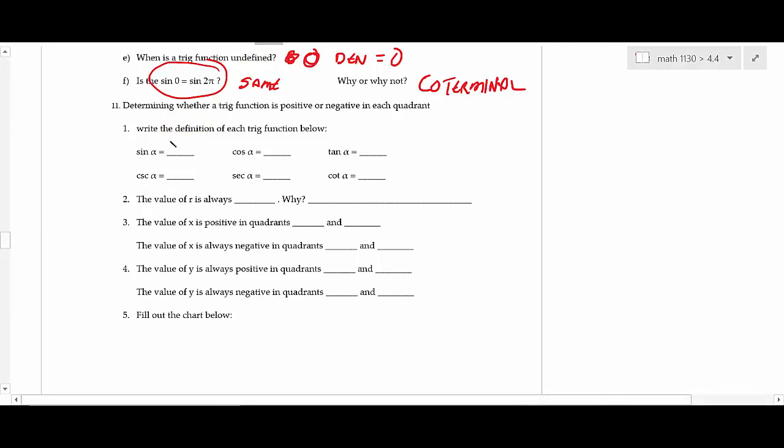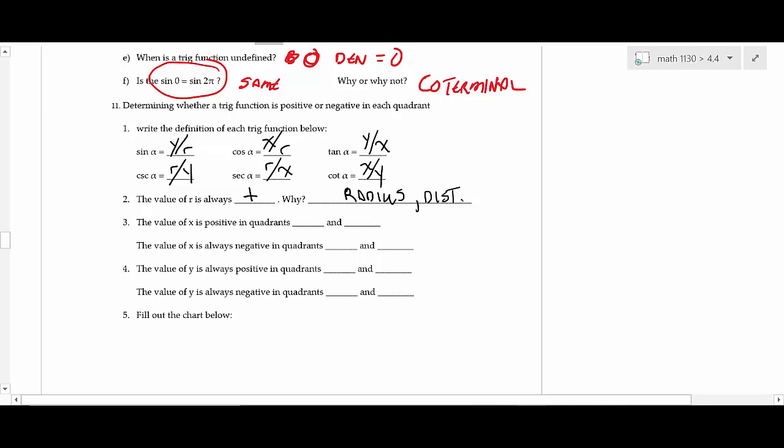Okay, quickly, let's just write down the definitions of these things. So the sine's y over r, cosine's x over r, tangent's y over x, cosecant's r over y, secant's r over x, cotangent's x over y. Okay, now that's incredibly important to remember that, because really all trig comes from those definitions. We talked about r is always positive, and that's because it's a radius. And a radius is a distance, and distance is always positive. That's the reason that we have that then.